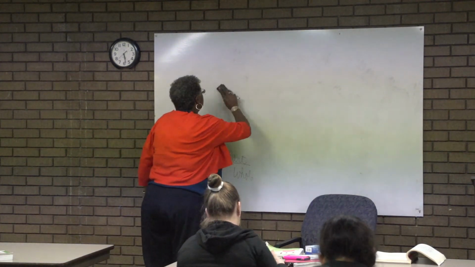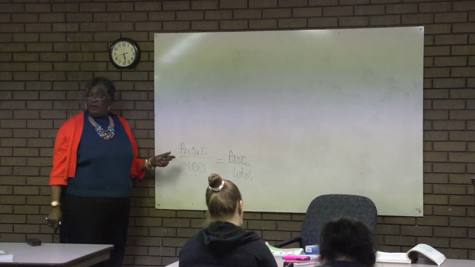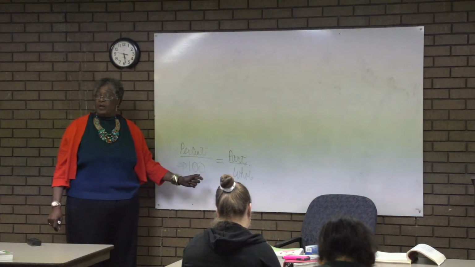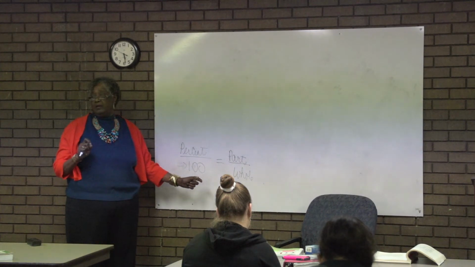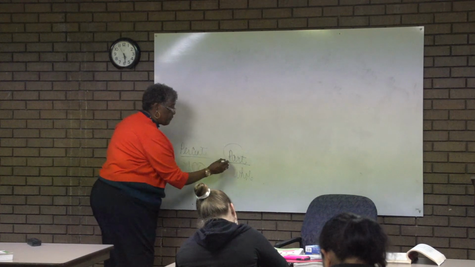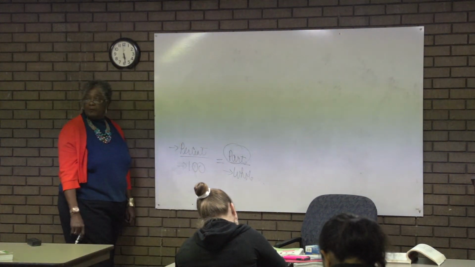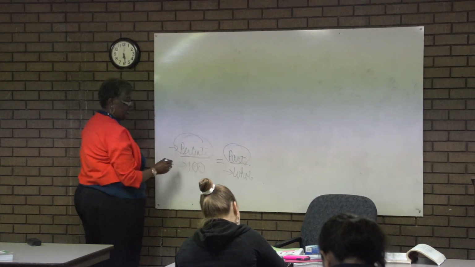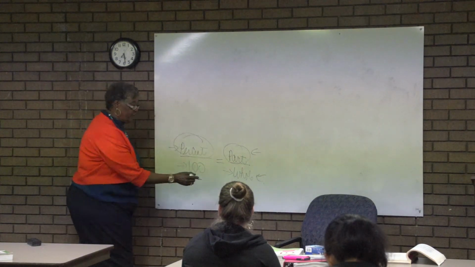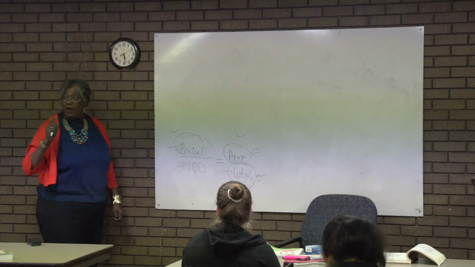Your solution is, first, figuring out, what am I looking for? Am I looking for the percent? Am I looking for the part? Am I looking for the whole? Because only one thing can be missing. If I'm looking for the part, they have to give me the percent and the whole. If I'm looking for the percent, they have to give me the part and the whole. If I'm looking for the whole, they have to give me the percent and the part. Only one thing can be missing.